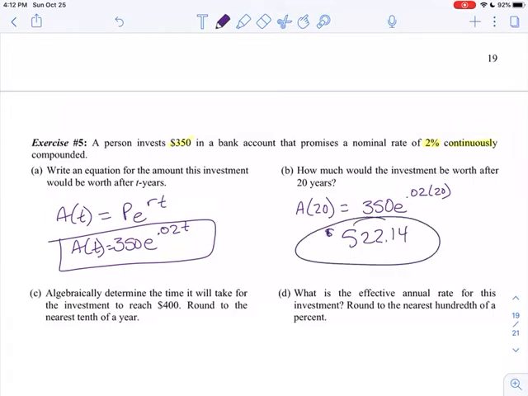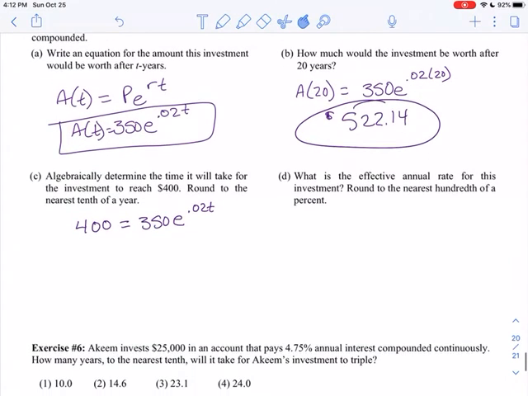Okay, and I should get 522.138, so 0.14. So $522.14. I'm compounding it continuously. Algebraically, determine the time it will take for the investment to reach $400. So I don't know the time. I know I want to make $400.